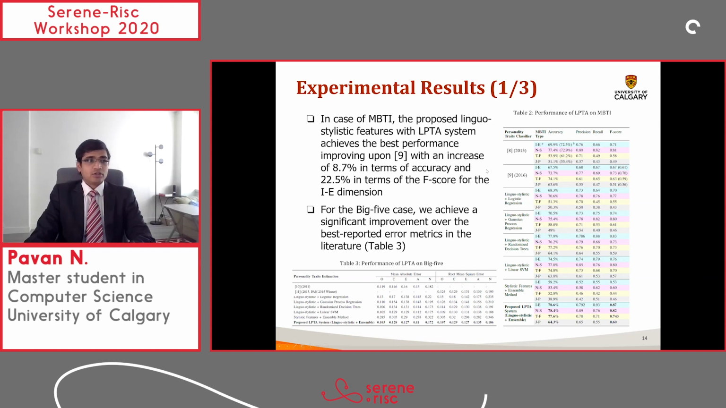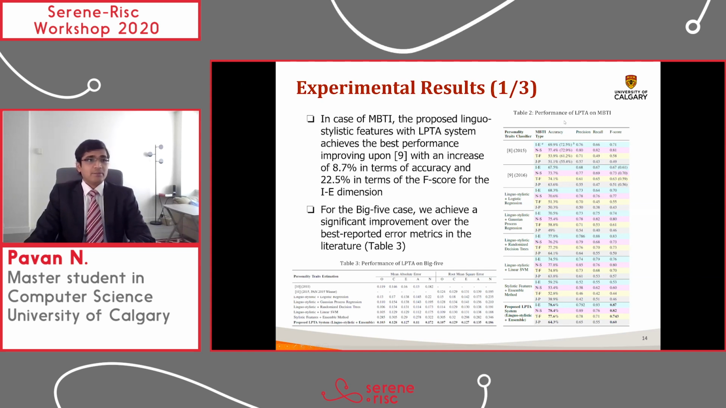For MBTI, or the four-dimension personality traits, we treat it as a binary classification problem across each of the dimensions. So basically we have four classifications that go on for each user, and it predicts whether they are extroverted or introverted. So it's like a binary classification problem, and the same thing across the four dimensions. And for the Big 5 personality traits, the data set has labels from minus 0.5 to 0.5 for each dimension, for which we use the mean absolute error and root mean square error as the performance metrics.